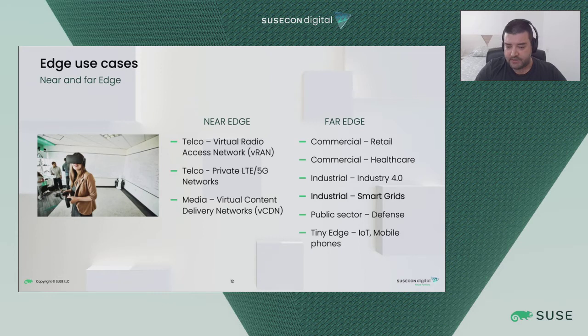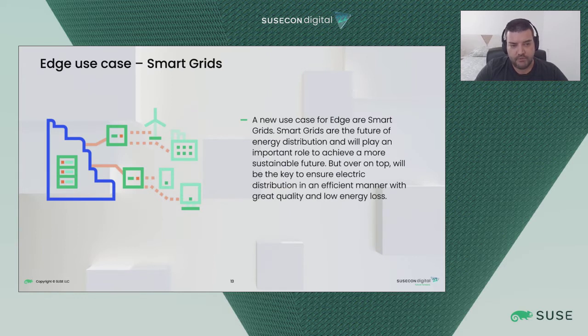However, when we go to far edge, things change. We can have retail, so shops and malls, etc. So retail examples, healthcare, industry 4.0, smart grids, and today we'll be focusing on smart grids, and I'll explain what smart grids are. Public sector, for instance defense, or tiny edge like IoT or mobile phones. This is just a few examples, but there are thousands or millions of them. Well, today we will be introducing and focusing a little bit on smart grids.